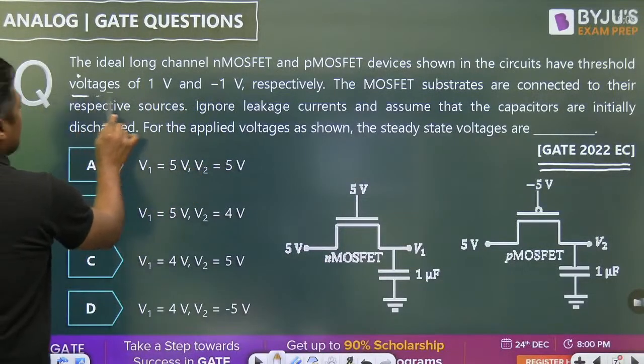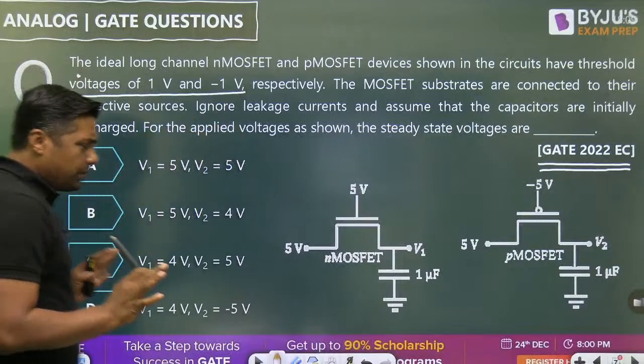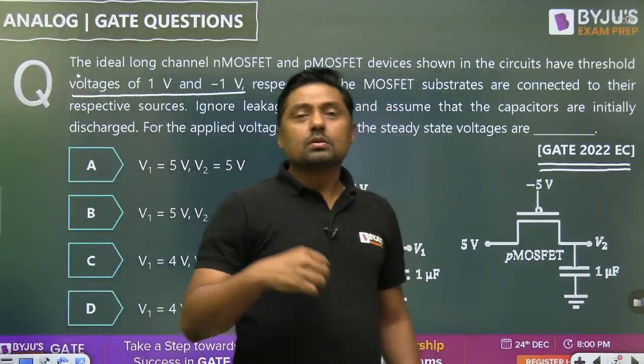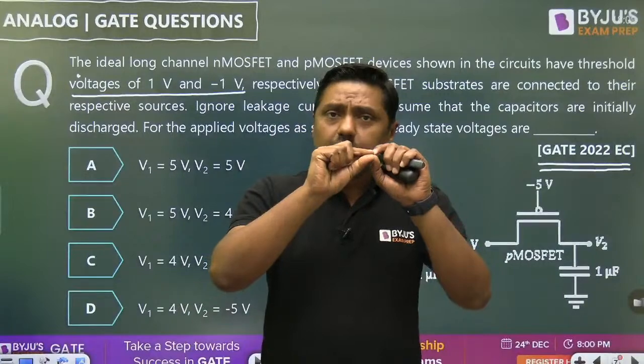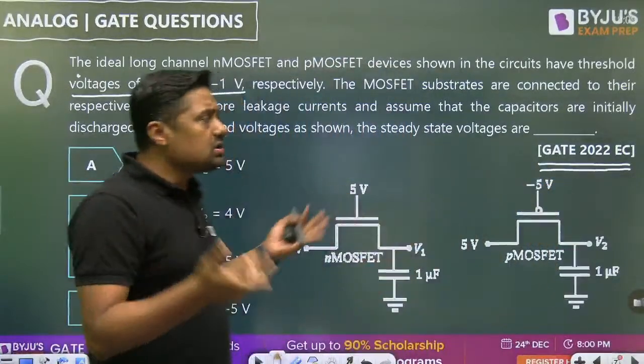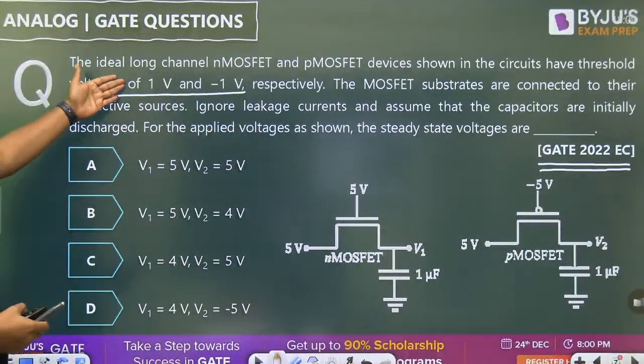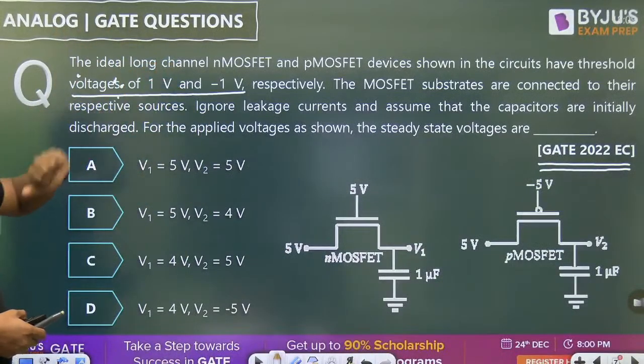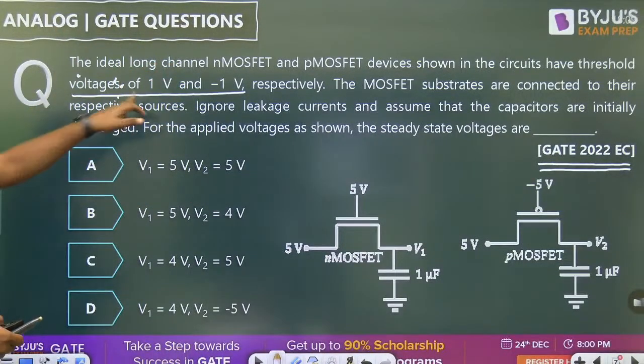Now the ideal long channel N MOSFET and P MOSFET devices shown in the circuit have threshold voltage of 1 volt and minus 1 volt. This is a very basic thing, right? So a number of students are wasting time in reading these lines. So simply what is the information here? Threshold voltage is 1 volt, and for P MOSFET it is minus 1 volt, P channel MOSFET. Very simple, positive and negative.